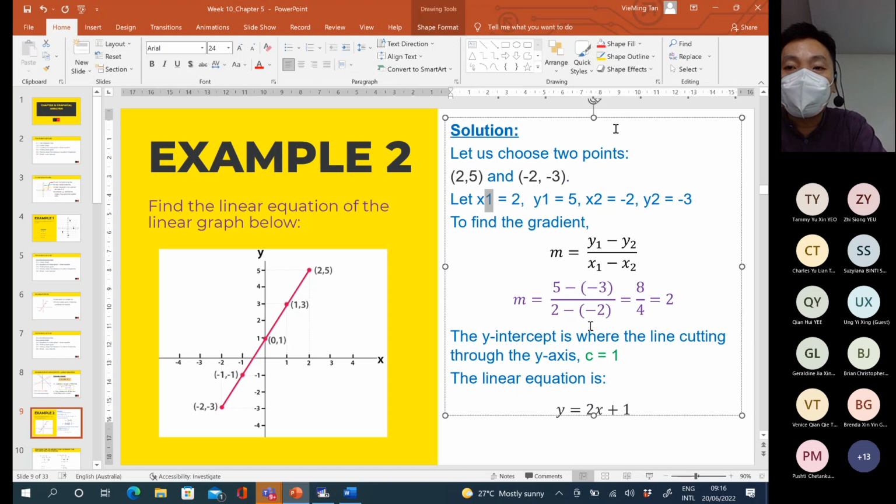So simplify now. Numerator: this is 5 minus negative 3, so 5 minus negative 3 becomes 5 plus 3, which is equal to 8. Denominator is 2 minus negative 2, which becomes 2 plus 2, equal to positive 4. So simplifying, I get positive 2. The answer is 2. So that means it's a positive slope. These 2 points, if we form a straight line, will give a positive slope.